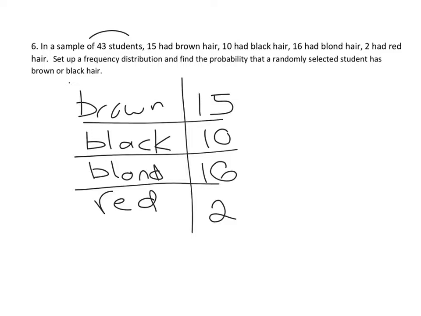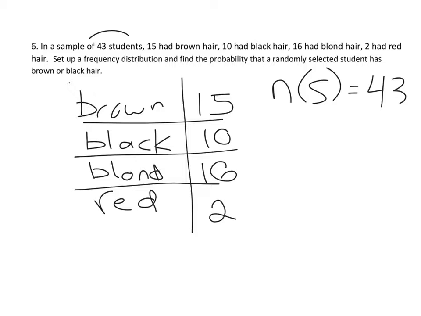If you hadn't been given that there was a total of 43, in order to calculate the probability, I would have to figure out how many there are total. I'd have to add those up. But because we're being told that there's 43 total, we already know that's our sample space size. So here the N of S is 43.